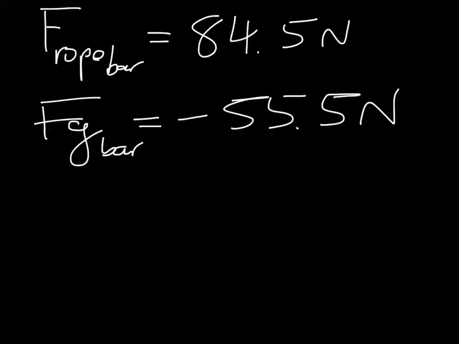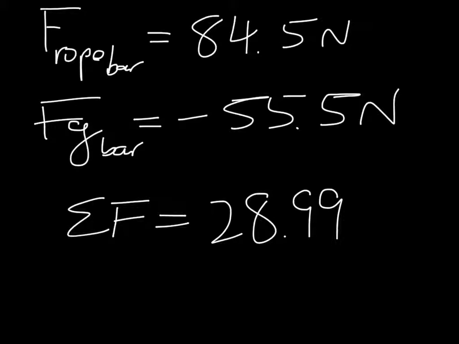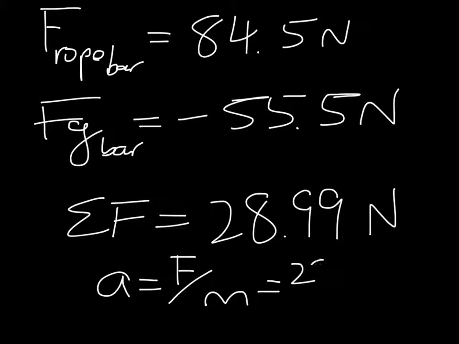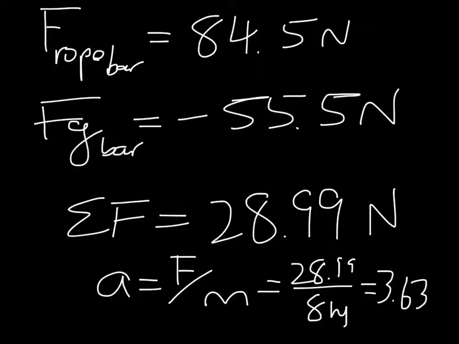So we found that the force of the rope with respect to the bar was 84.5 newtons, and the force of gravity with respect to the bar was negative 55.5 newtons. So the net force is just the sum of these, which is 28.99 newtons. To get the acceleration, that's just force over mass. So 28.99 over 8 kilograms, which is the mass of the collar, is 3.63 meters per second squared. And there you are.